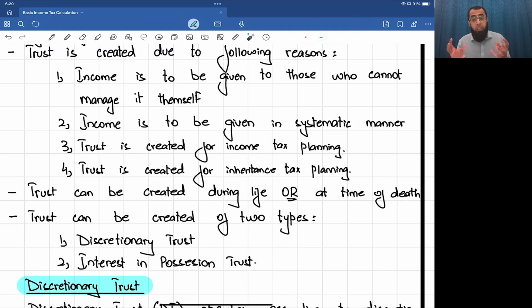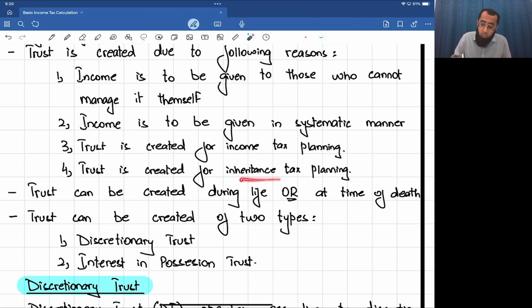So what we do is that we shift our business activity into the structure of a trust and we create multiple family members as the beneficiaries with the aim of using their personal allowances and the basic rate bands. Now, this is what we call tax planning. It's not tax evasion. It's not stealing tax. It's tax planning, which is permitted.